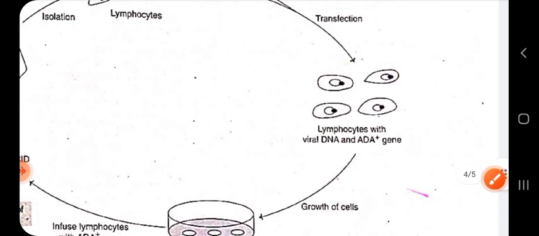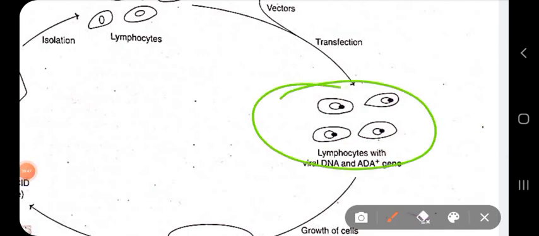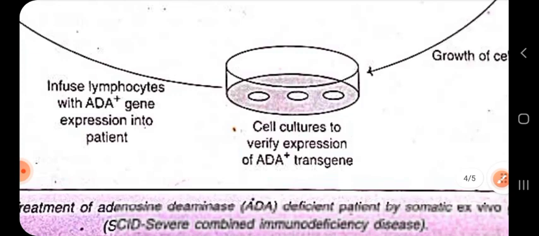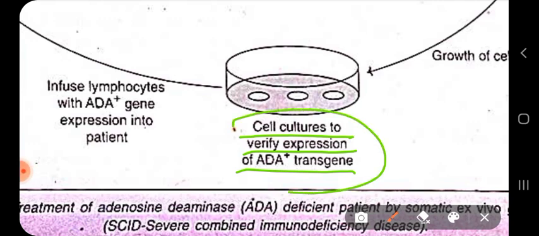And we will culture them in the laboratory to check which of these cells have our desirable vector inserted. If the vector is inserted, that means the ADA gene has also been incorporated and will get expressed within the target cells. So growth of cells is done. Here you can see, culture cells to verify the expression of the ADA transgene. So the ADA gene is going to be expressed now.